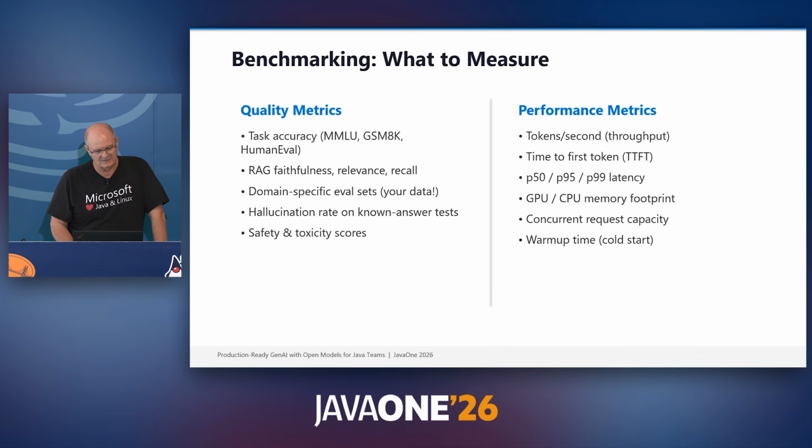And check models. You can set up some eval questions that will generally induce hallucination, and you can see if it's going to happen on your model as well. And then there are safety and toxicity scores to check as well. And performance metrics: time to first token, which I mentioned before, tokens per second, latency, and CPU and GPU memory, et cetera.